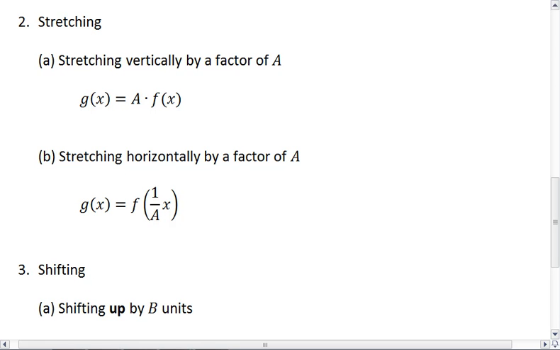Next we'll look at stretching. And first we'll look at stretching vertically. When we stretch vertically, what we do is we multiply every output by a factor, and we'll label that factor A. So essentially what we do is we take the outputs and we multiply them by A.